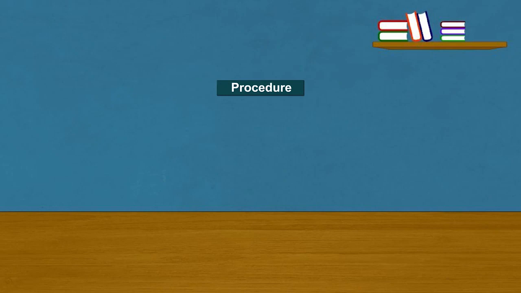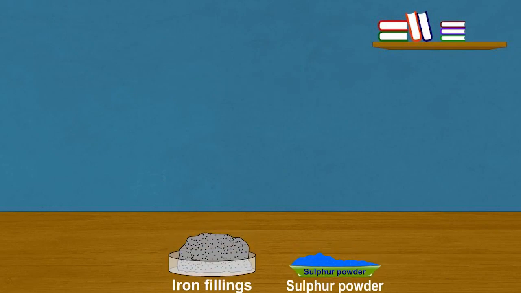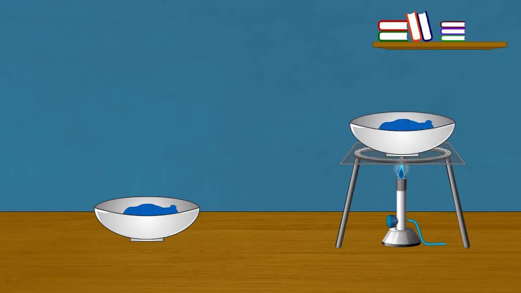Procedure: divide the class into 2 groups and give 5 grams of iron filings and 3 grams of sulfur powder in a china dish to both the groups. Group 1: mix and crush the iron filings and sulfur powder. Group 2: mix and crush the iron filings and sulfur powder. Heat this mixture strongly till red hot. Remove from flame and let the mixture cool.